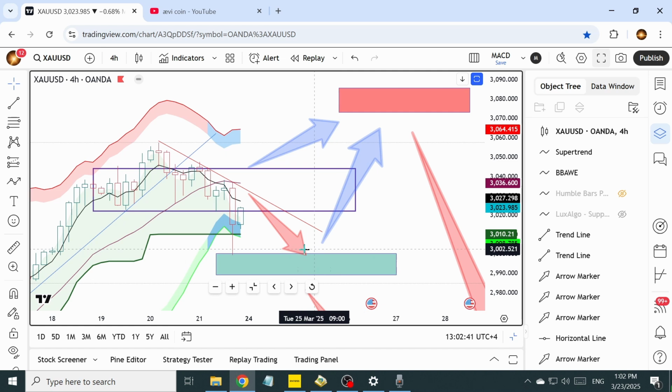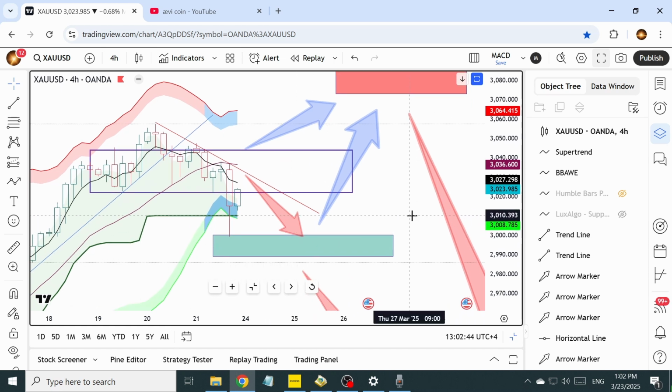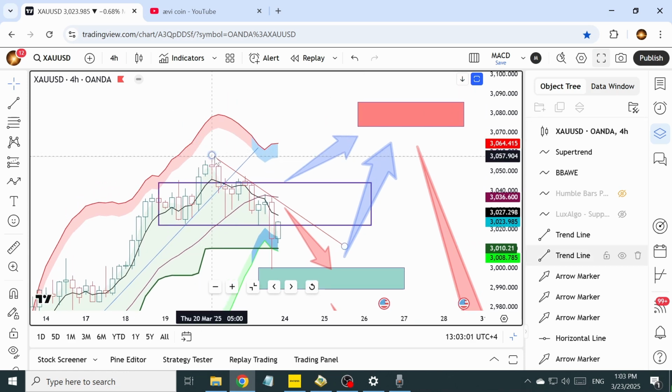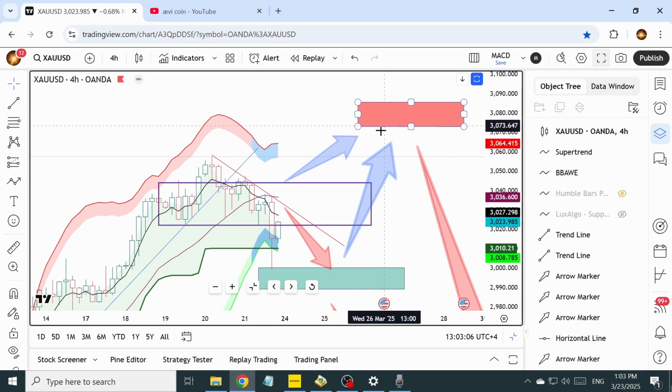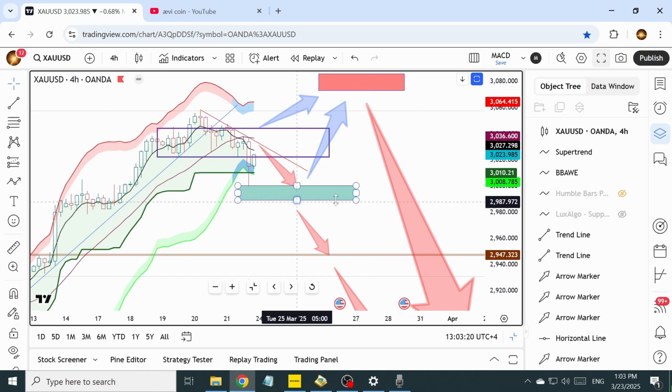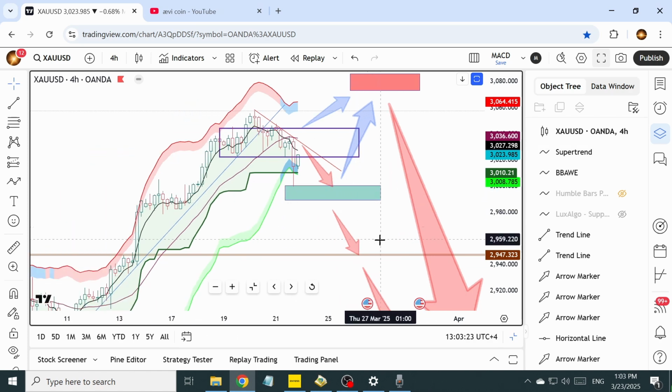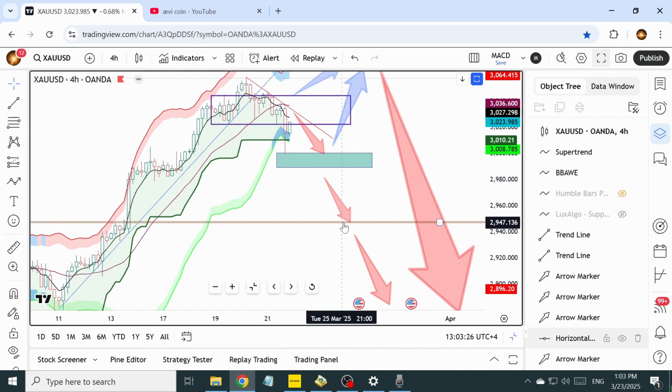Now, in case the support which we see here between 3,000 and 2,988 holds, then we will see a second attempt for the price to go up and try this area here, which is 3,056, and the second area, which is 3,080. In case this support breaks, we will see the second support of the price will be around 2,947.